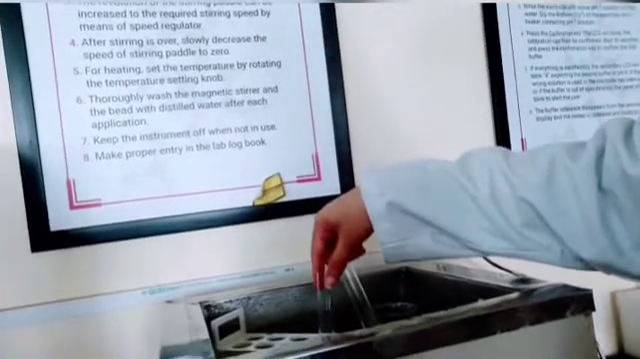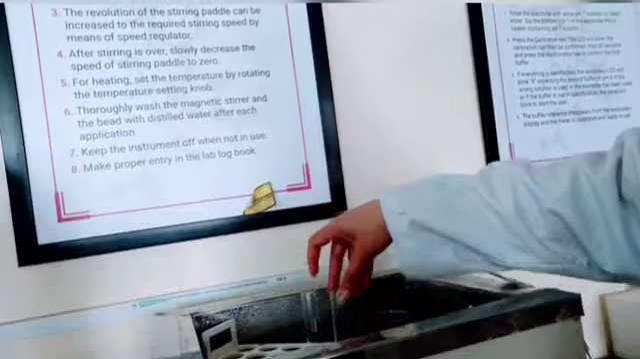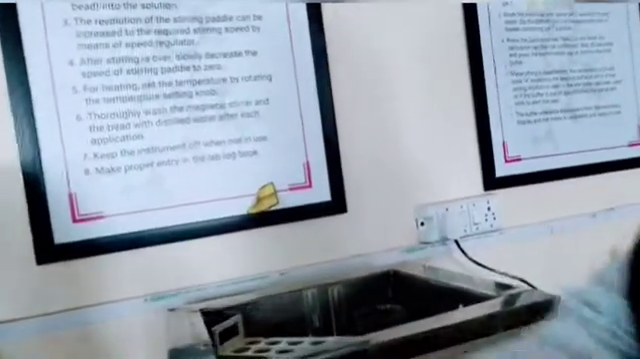Okay, so after 2 minutes you can take it out, and then you can confirm that PPTs will confirm the presence of reducing sugar.